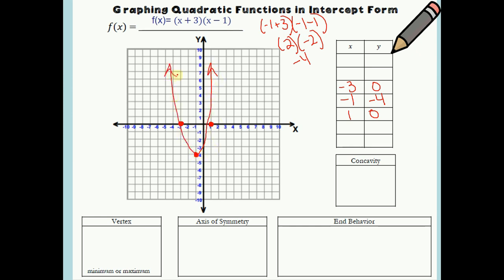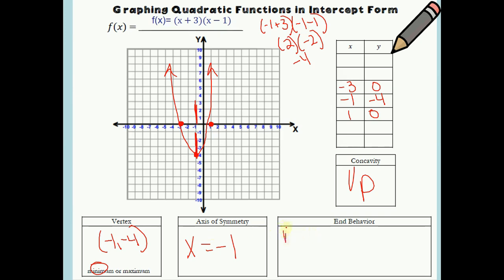Whoa, that was a really bad drawing. Nevertheless, it works, right? My vertex, we found it to be at negative 1, negative 4, using our eyes and finding where the average was between those two intercepts. Again, this is a minimum. Axis of symmetry. Looks like I can fold this guy perfectly at negative 1, right? So x equals negative 1 for my axis of symmetry. This guy is concave up like a cup.